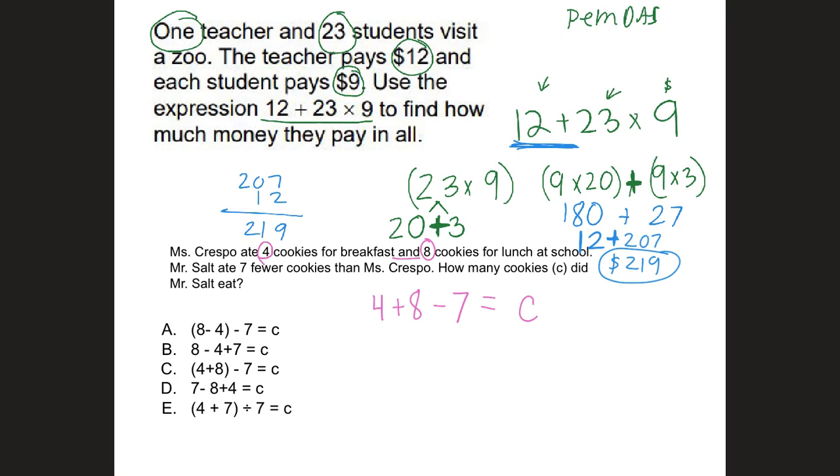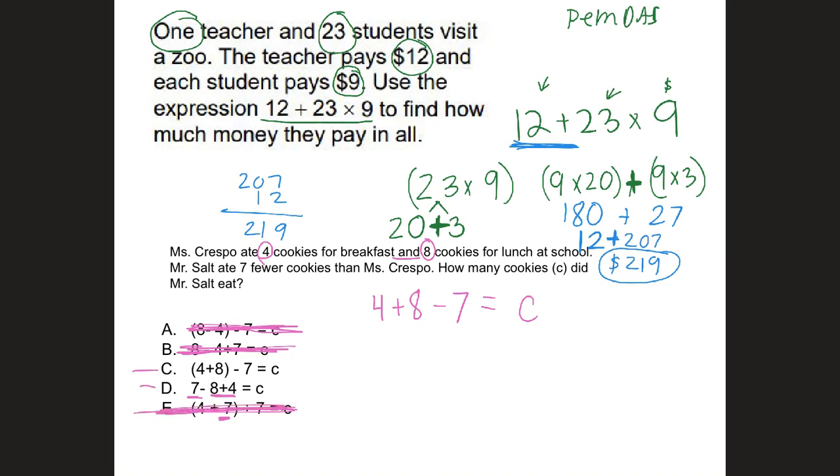8 minus 4? I don't know why we're subtracting, so no. 4 plus 8? Okay, maybe. 7 minus 8? Why are we taking... Oh, Miss Crespo ate the cookies. Okay, maybe 7. He ate 7 fewer. And then 8 plus 4. That could be it. And then we have 4 plus 7. Why? She ate 8. That's not it either. I'm looking at these two.